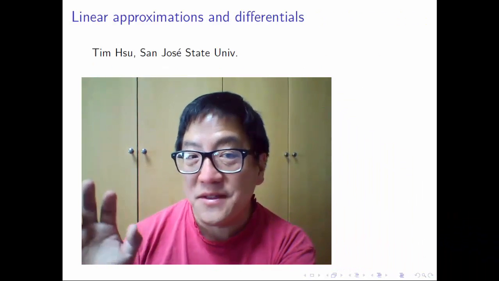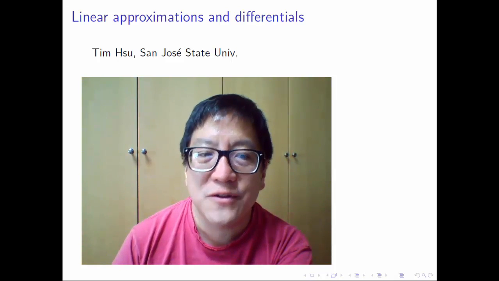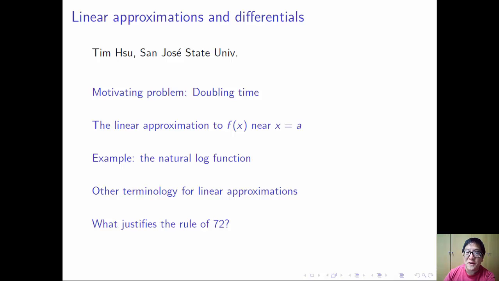Okay, hi, this is Tim Chu from San Jose State University, and I'm here today to talk about linear approximations and differentials. So we've already seen the motivating problem of doubling time, and motivated by trying to find a good approximation for doubling time, I'll talk about the linear approximation to a function f of x near x equals a. We'll do a particular example of the natural log function. We'll talk briefly about some other terminology for linear approximations, and finally we'll get back to, in the end, justifying the rule of 72.